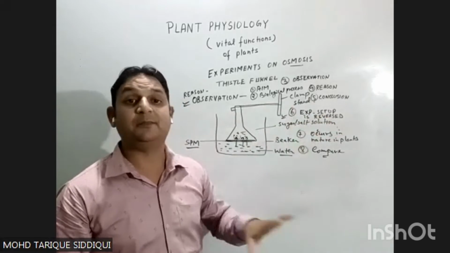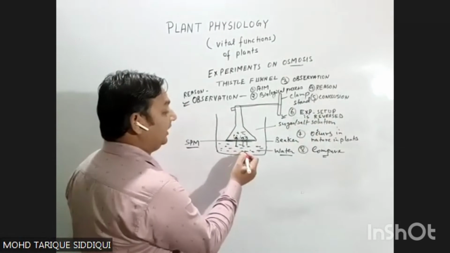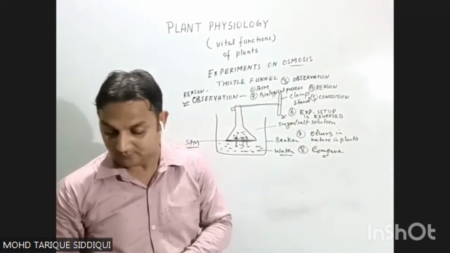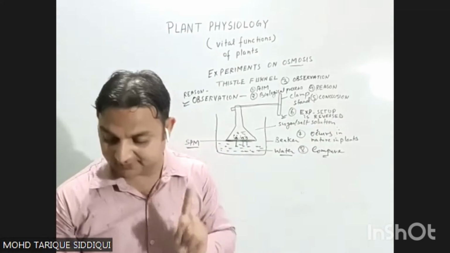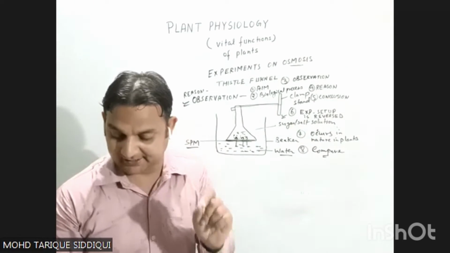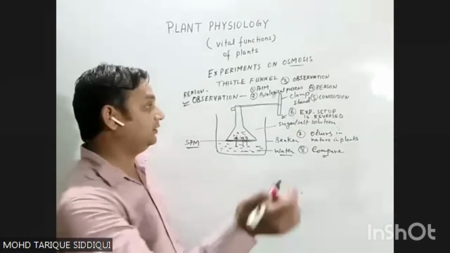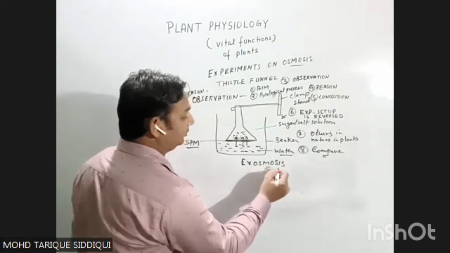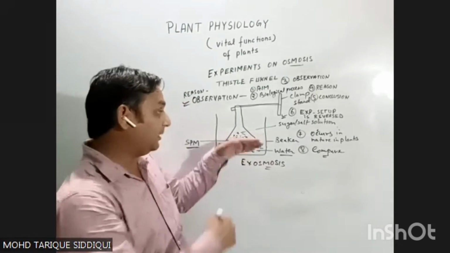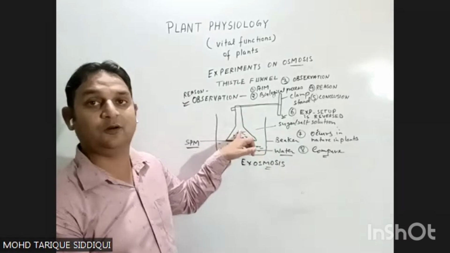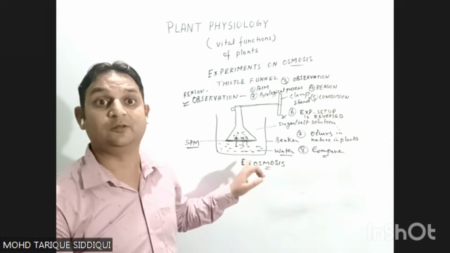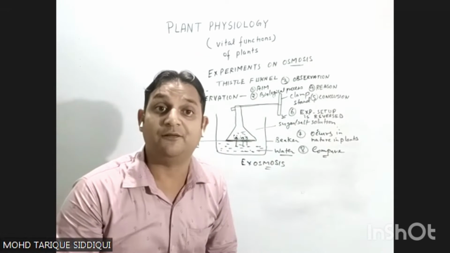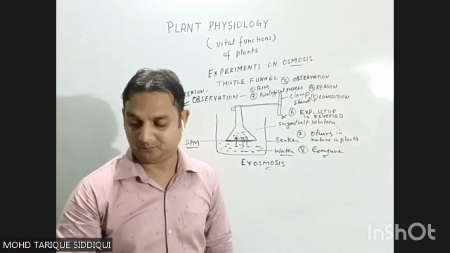6. If the experimental setup is reversed, means in the beaker you have sugar or salt solution and in the thistle funnel you have water, the level of water in the funnel gradually falls due to exosmosis. Remember that. So in the observation you will write: the level of the thistle funnel gradually falls due to exosmosis.